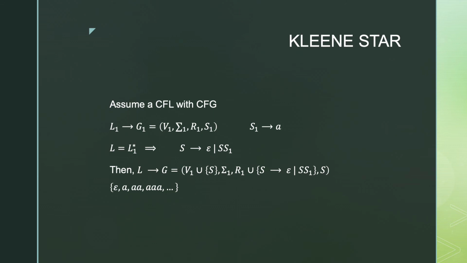So below is the example of the language produced: epsilon, A, double A, triple A, and so on. And hence we are able to generate a grammar, and so CFL is closed under Kleene star.